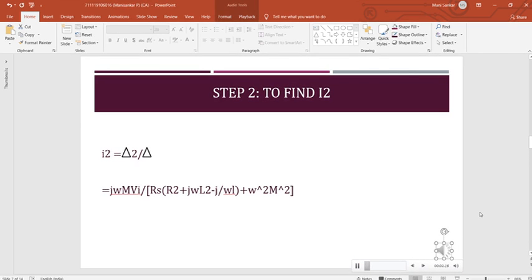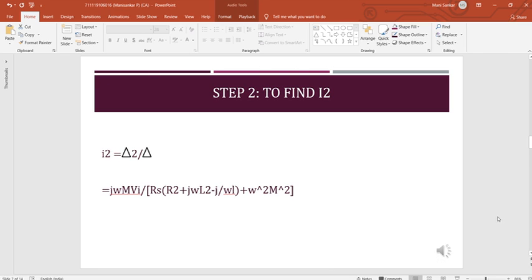Then step 2 is to find I2. We can find I2 by dividing determinant 2 by the determinant, which means del 2 by del. By solving it, we can obtain this answer.